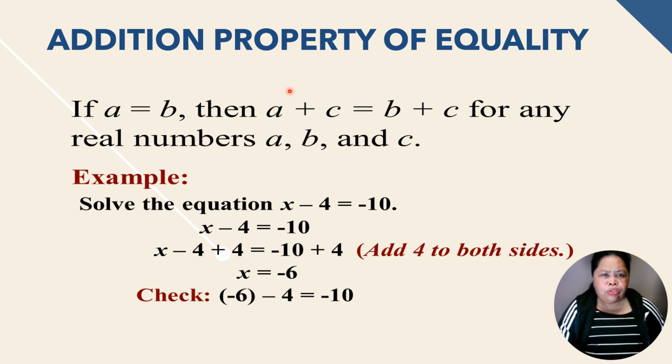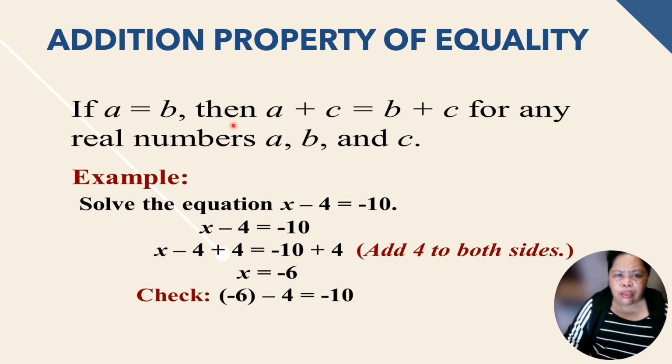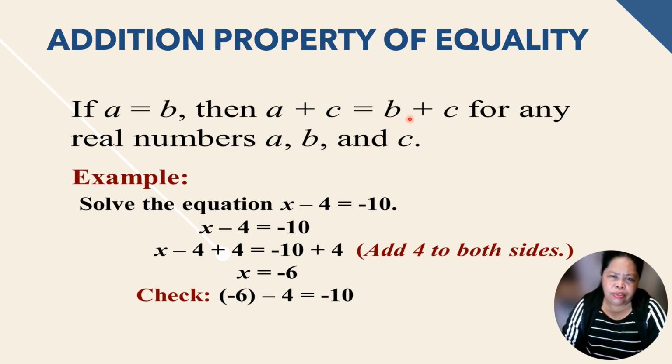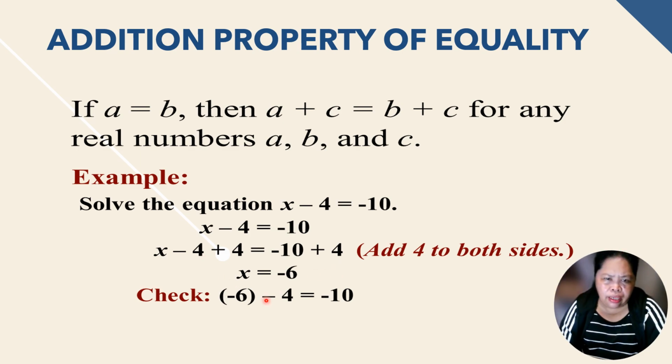Okay, so we have the addition property of equality. If a is equal to b, then a plus c is equal to b plus c for any real numbers a, b, and c. Example, solve the equation x minus 4 is equal to negative 10. So we need to combine, so add 4 to both sides. We have here 4 and then 4. So then x is equal to negative 6. Check: negative 6 minus 4 is equal to negative 10.